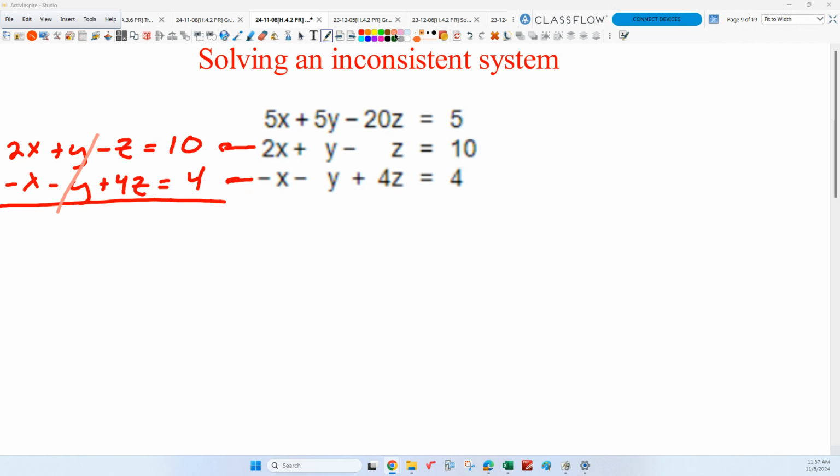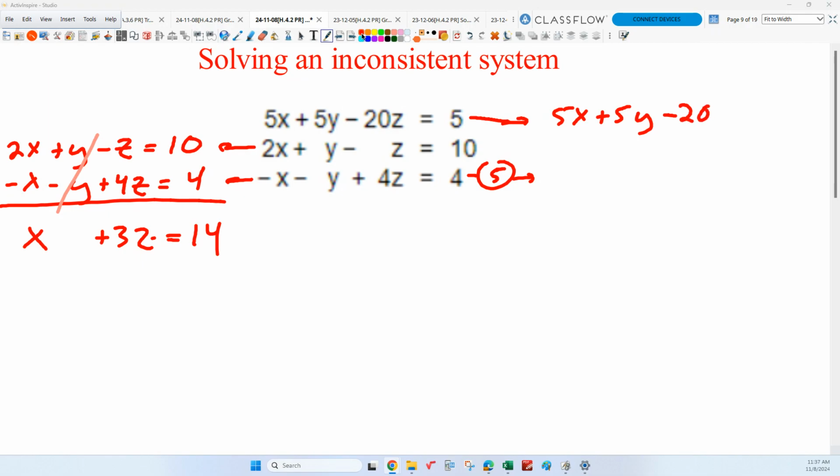Add those up. Y's cancel. We get the equation x plus 3z equals 14. And we could just multiply the bottom one by 5 and leave the top one alone, right? So we get what? Negative 5x minus 5y plus 20z equals 20.